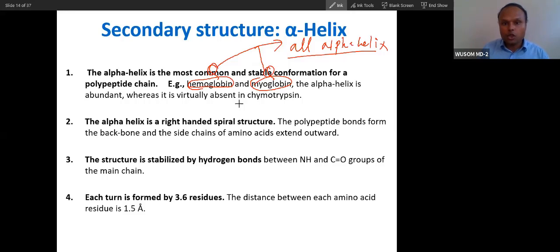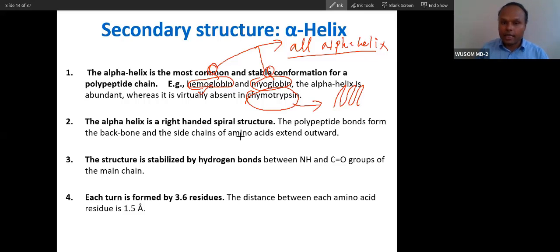Whereas beta sheet is virtually absent in hemoglobin, virtually meaning nearly absent. The chymotrypsin enzyme that digests protein, present in our intestine and secreted from the pancreas, is almost all beta sheet. There is no alpha helix. This is actually very important. You need to understand hemoglobin and myoglobin are all alpha helix.